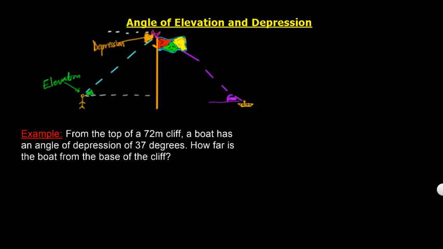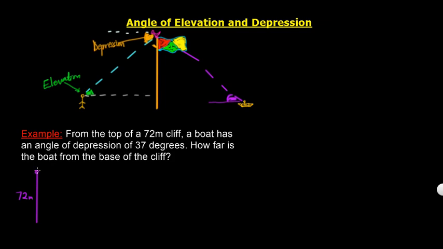From the top of a 72-meter cliff, a boat has an angle of depression 37 degrees. How far is the boat from the base of the cliff? Let's try to interpret this. From the top of a cliff, if we have the cliff as this, 72 meters, a boat has an angle of depression of 37 degrees.